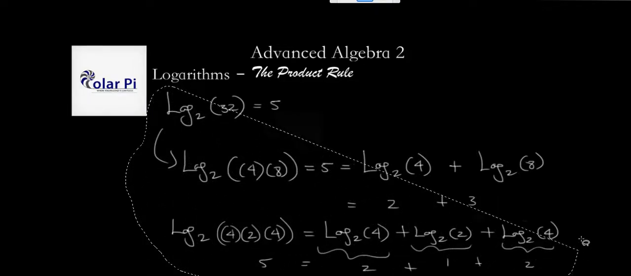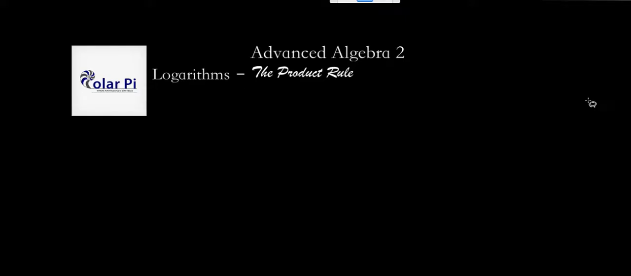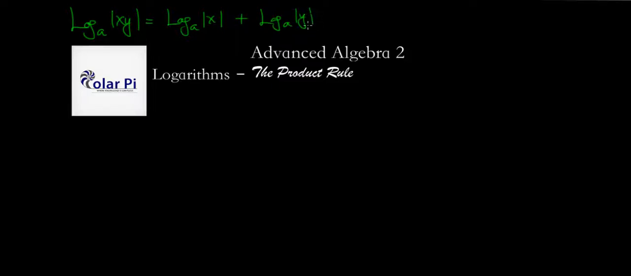And so this is basically the product rule. So let's state it formally. We'd write the following: log base a, and it could be any base a, of the absolute value of x times y is equal to log base a of the absolute value of x plus log base a of the absolute value of y. So this is how the product rule works.